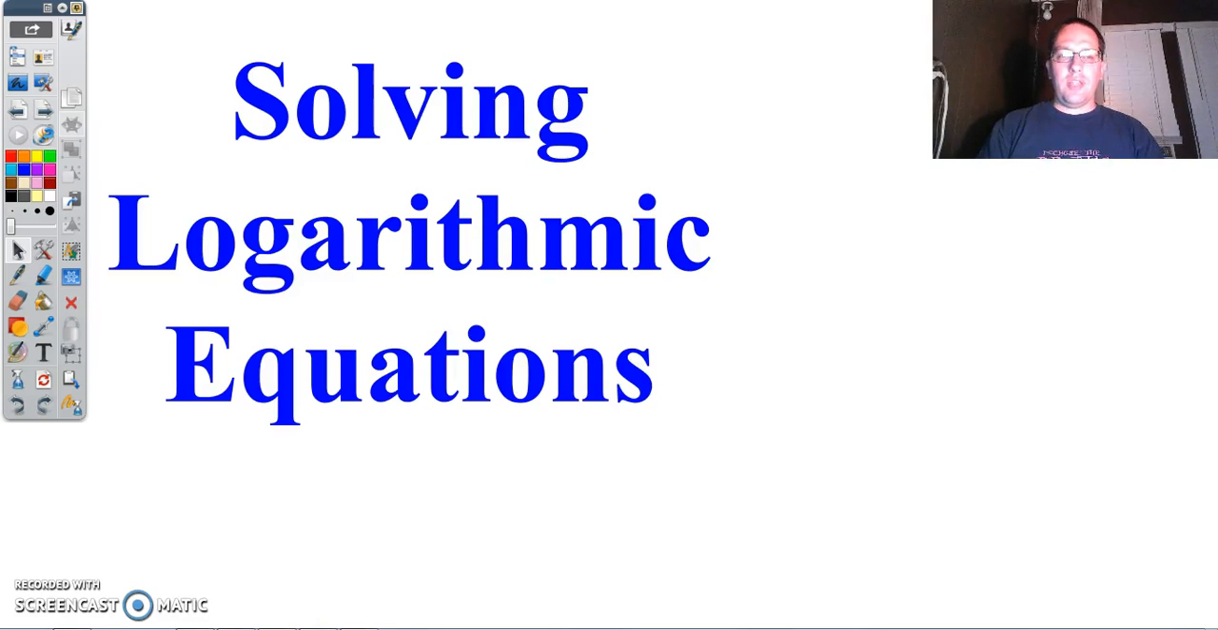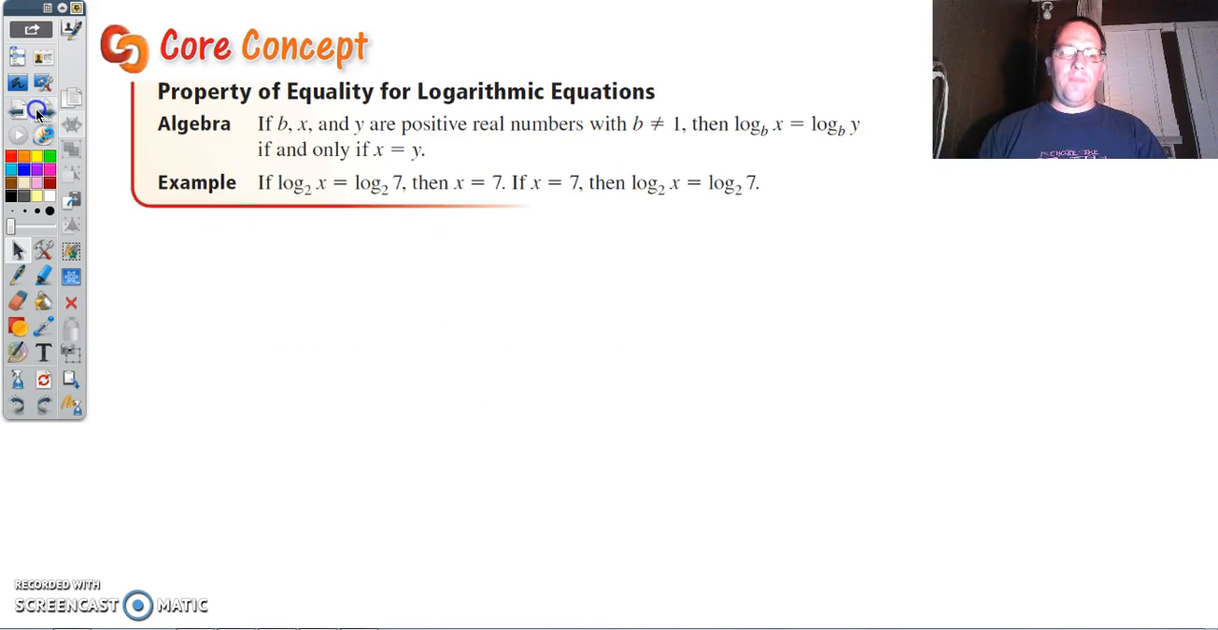Hello class, today what we're going to look at is solving logarithmic equations. And solving logarithmic equations is pretty much the same thing as solving exponential equations. We're just taking them the other way around.